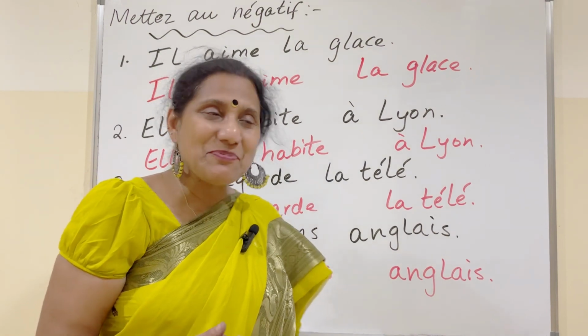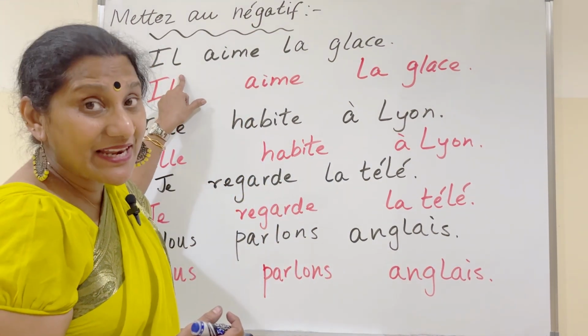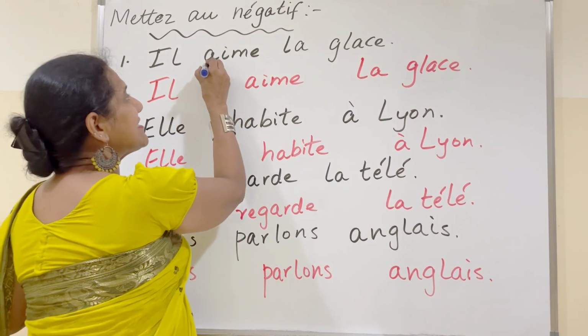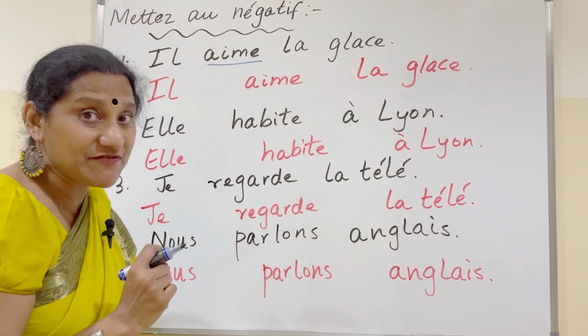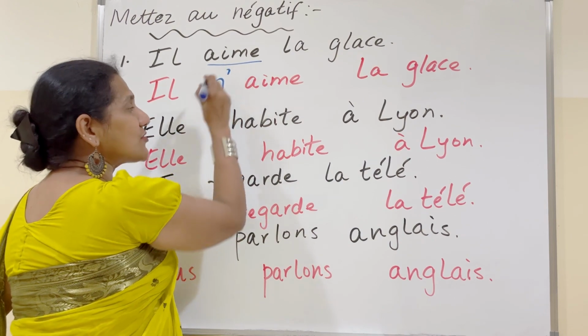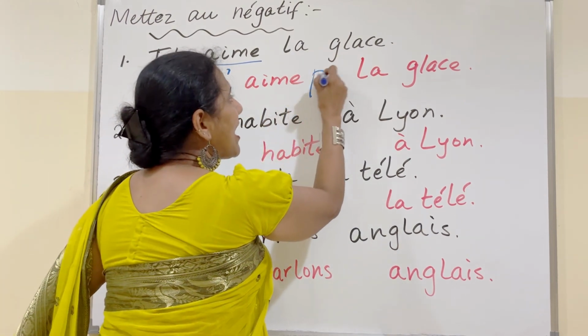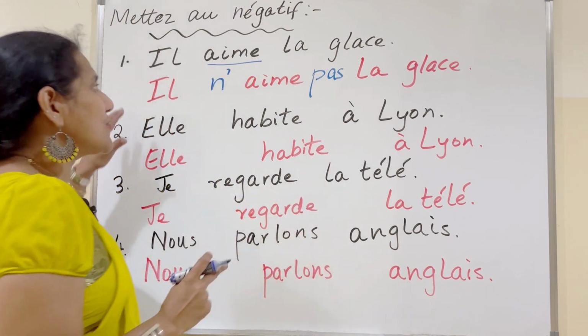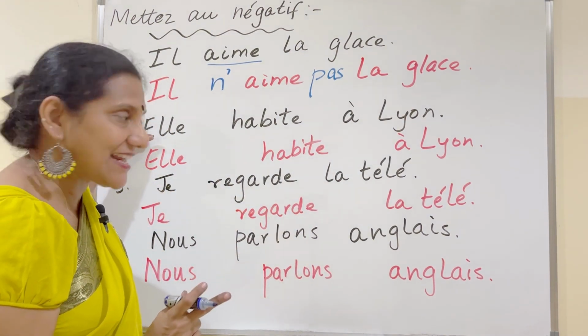Let's look at examples. Il aime la glace. First of all, you need to identify the verb. Aime is a verb here. Put ne before the verb. This verb begins with a vowel, so n apostrophe, pas la glace. So, il n'aime pas la glace.